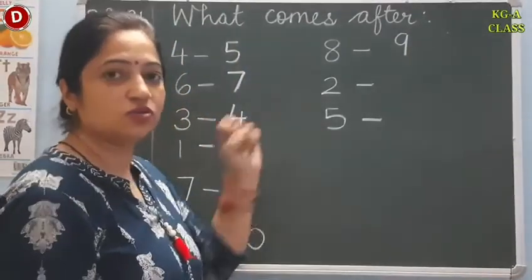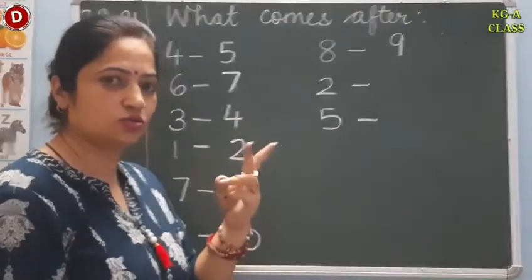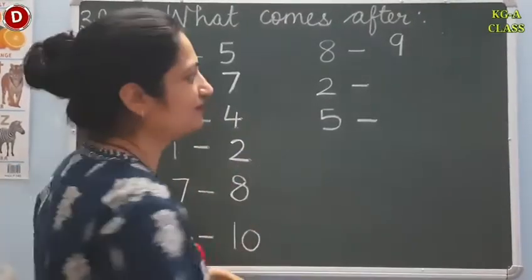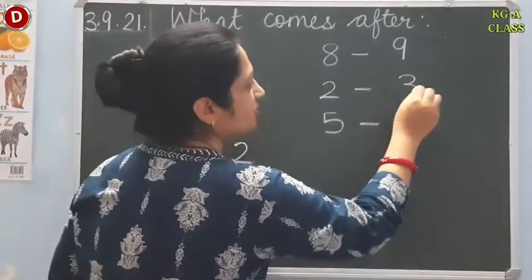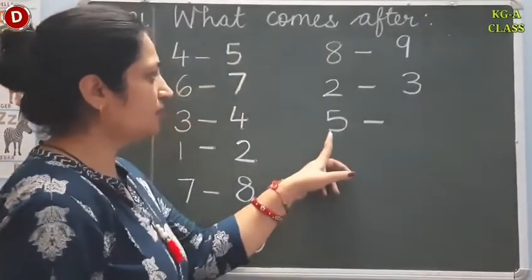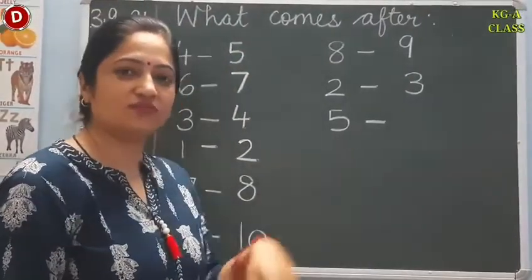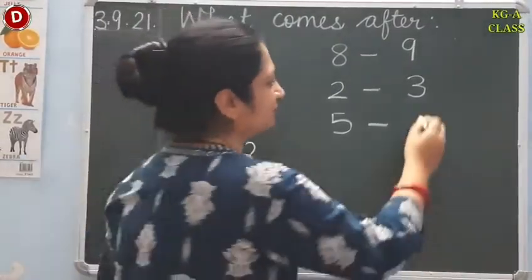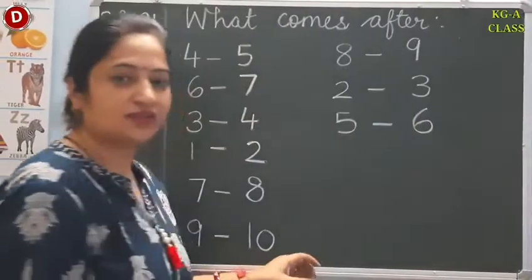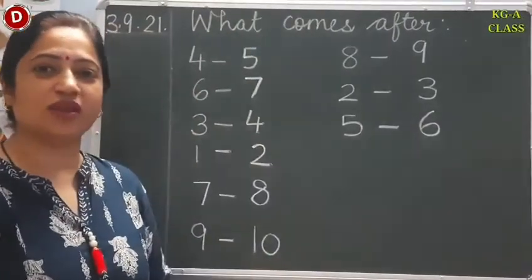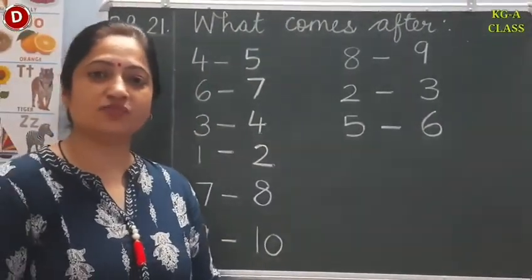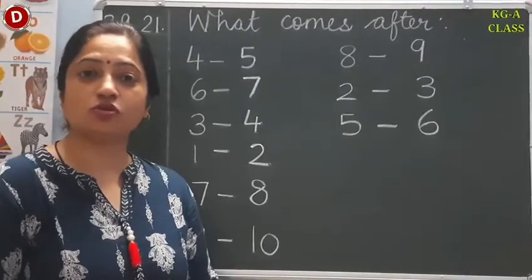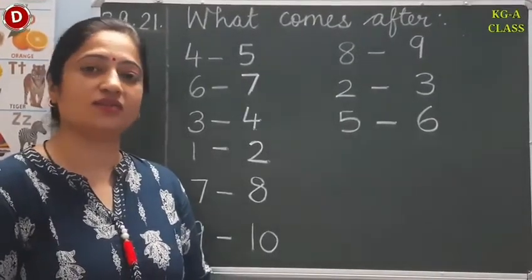This is number 2. After 2 comes 3. So you have to write 3 here. Children, this is number 5. And what comes after 5? After 5 comes 6. So children, I hope now you are able to understand what comes after. Now I'm going to show you how you're going to do the same thing in the notebook.